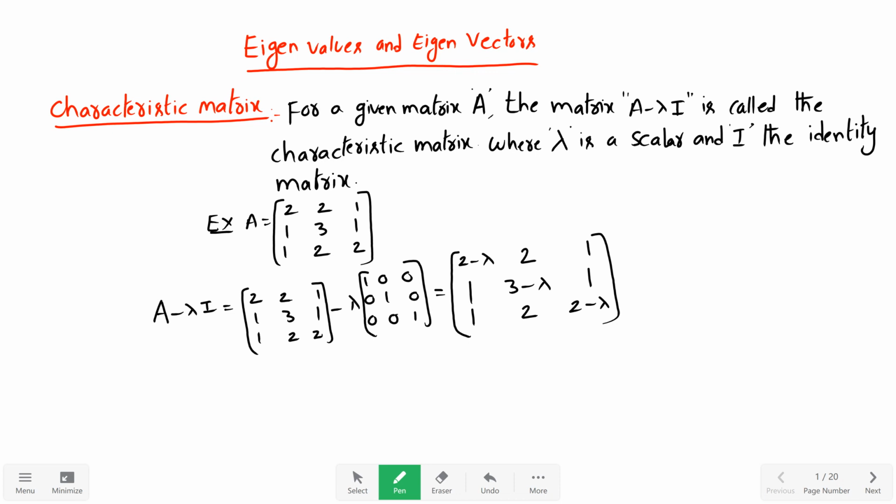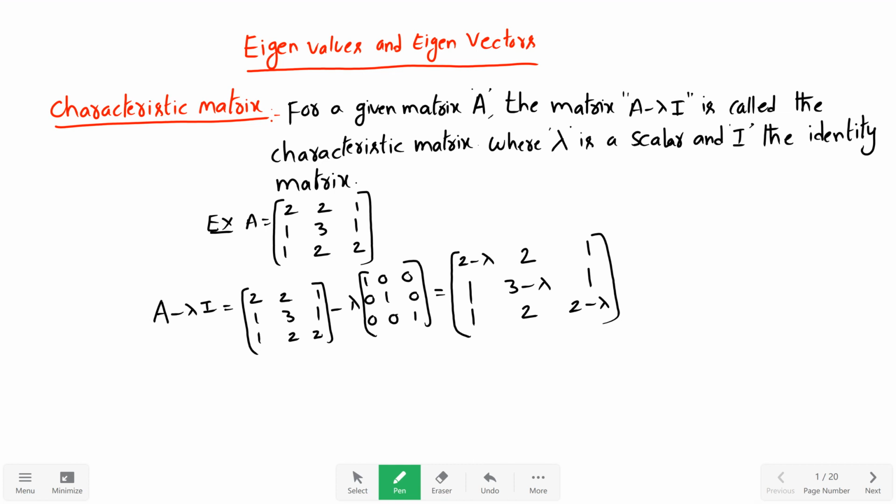Characteristic matrix. For a given matrix A, the matrix A minus lambda I is called the characteristic matrix, where lambda is a scalar and I is the identity matrix. For example, A equals first row 2, 2, 1, second row 1, 3, 1, and third row 1, 2, 2. Let's find the characteristic matrix using the definition A minus lambda I.